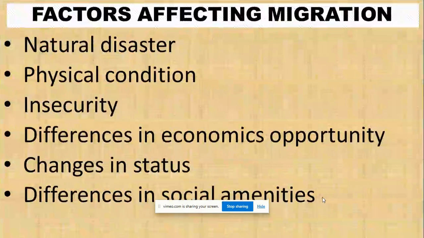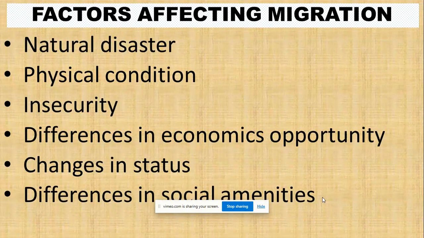Now, students, let's look at the factors affecting migration. We have a lot of factors that affect migration. I've talked about natural disasters like earthquake, water disaster, fire disaster, and so on and so forth. They also have physical conditions of a particular place that can lead people to move there for the betterment of their life.